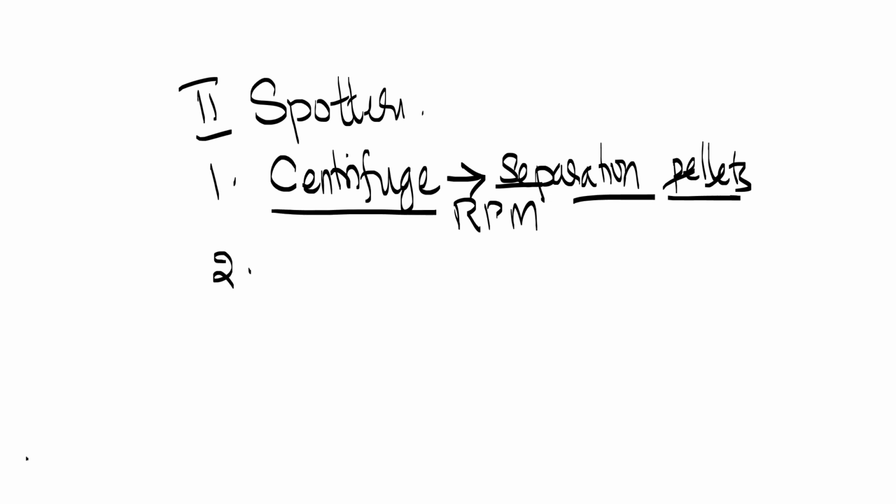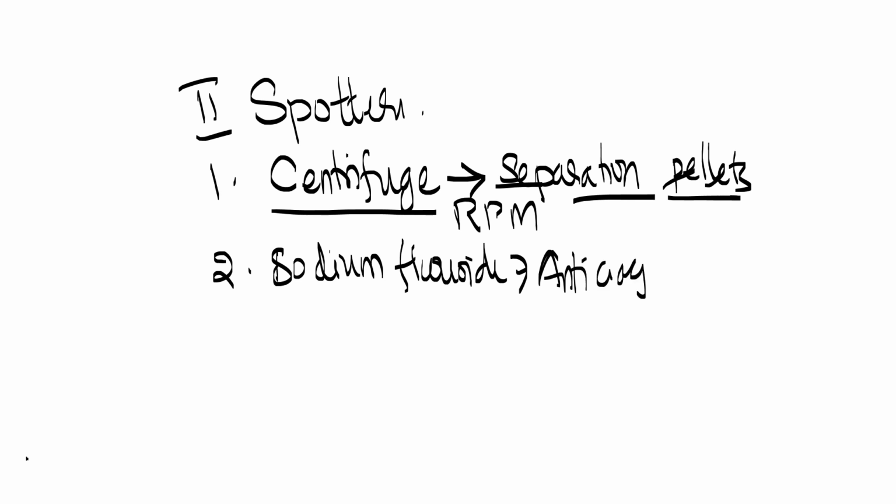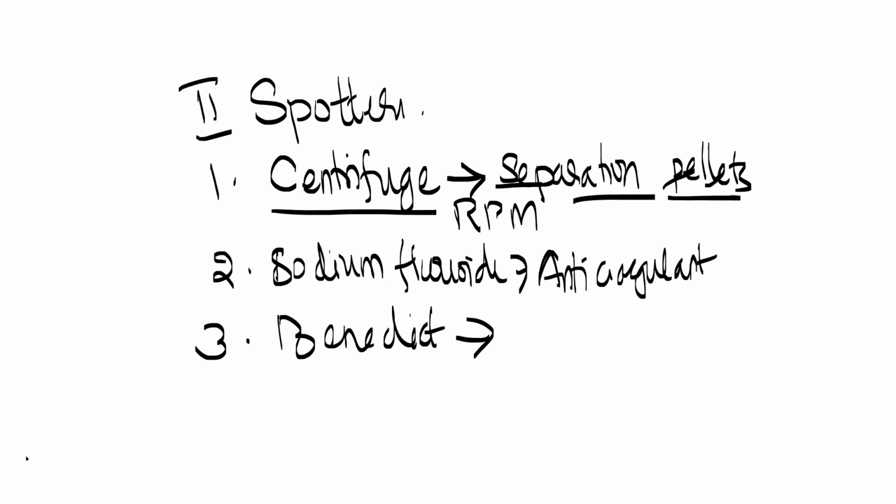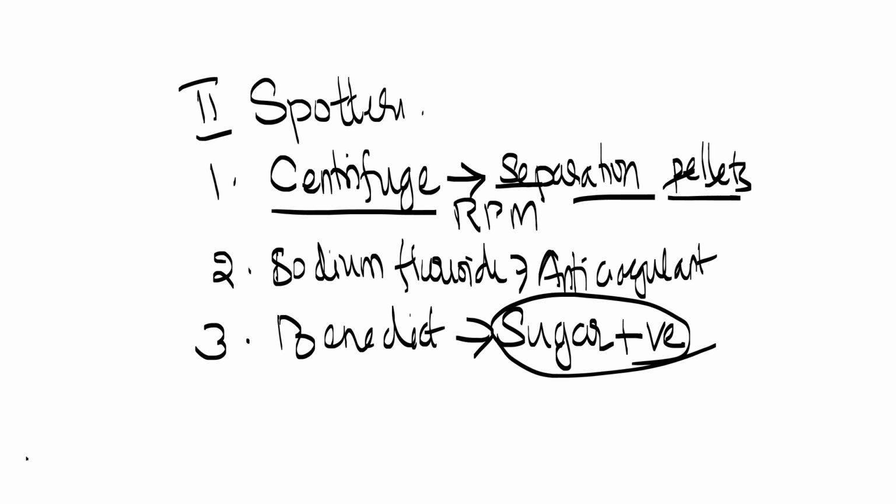For example, if they kept sodium fluoride, what is the use of sodium fluoride? Sodium fluoride is an anticoagulant, which is used for the preparation of blood samples without coagulum. And if some reagent is kept, for example Benedict's, you have to write what the usage is. It is used for finding out a reducing sugar in solution. If sugar is present, you can see the color change. For that purpose, Benedict's reagent is used.